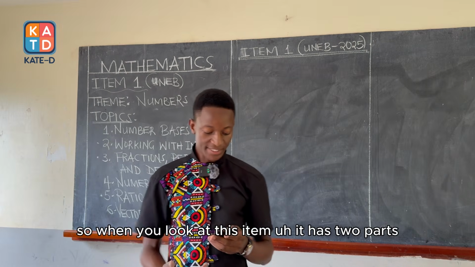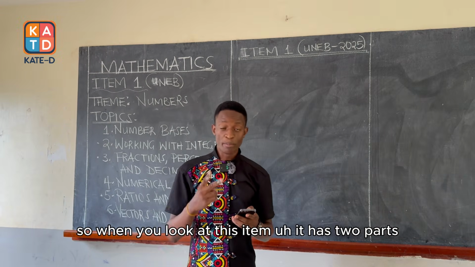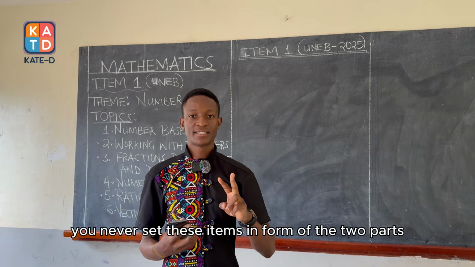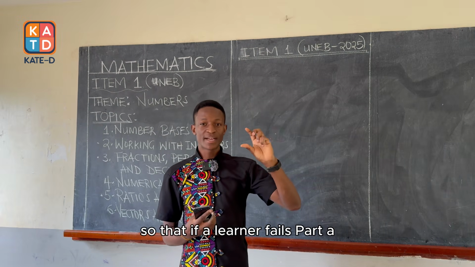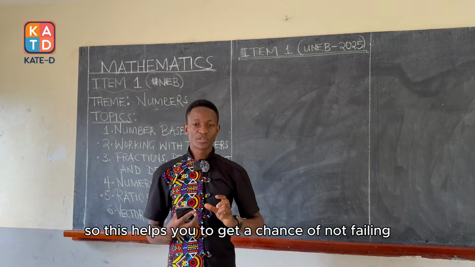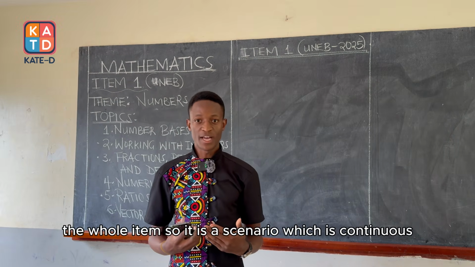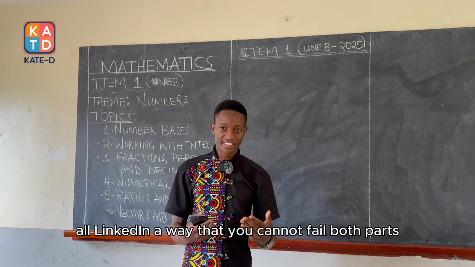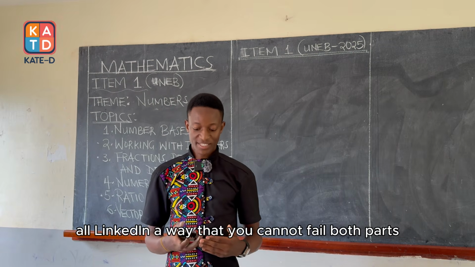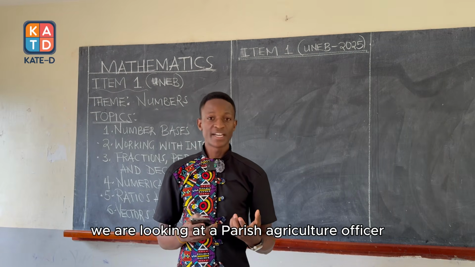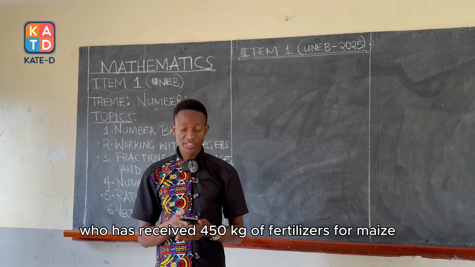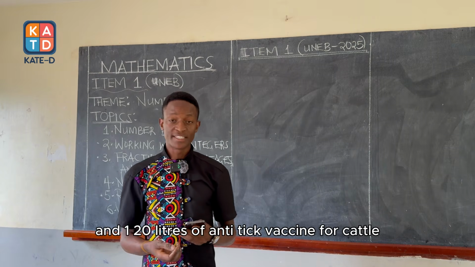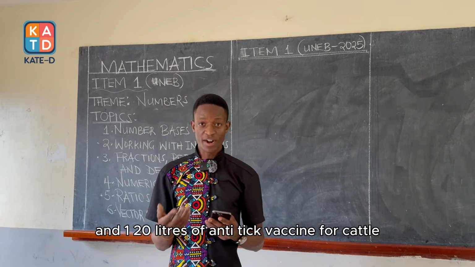So when you look at this item, it has two parts. Most of the times, UNEB sets these items in the form of two parts, so that if a learner fails part A, you may not fail part B. This helps you to get a chance of not failing the whole item. It is a scenario which is continuous but interconnected. We are looking at a parish agriculture officer who has received 450 kilograms of fertilizers for maize and 120 liters of anti-tick vaccine for cattle.